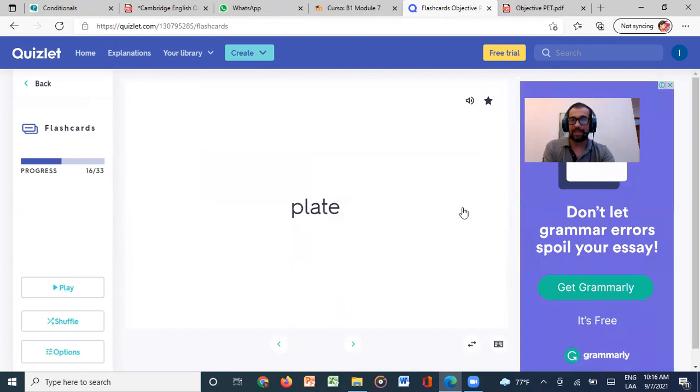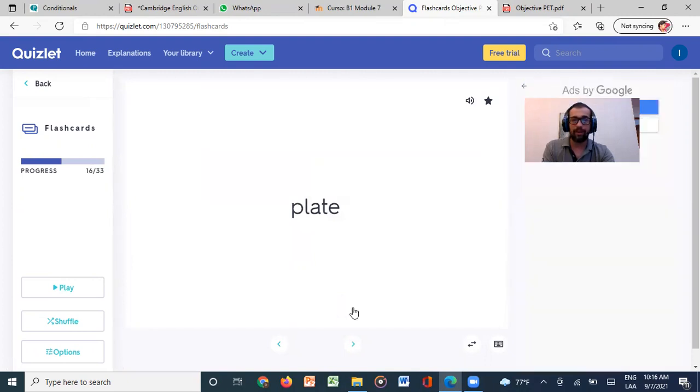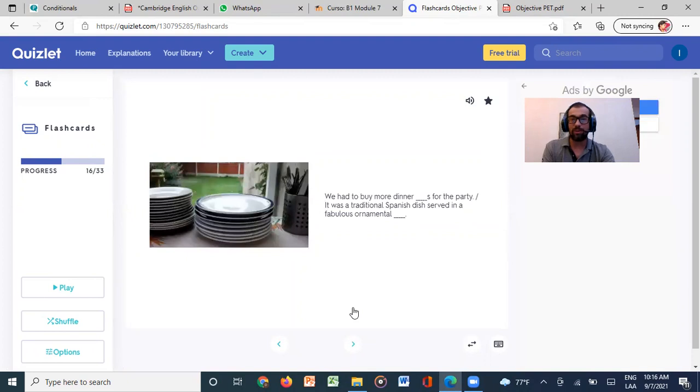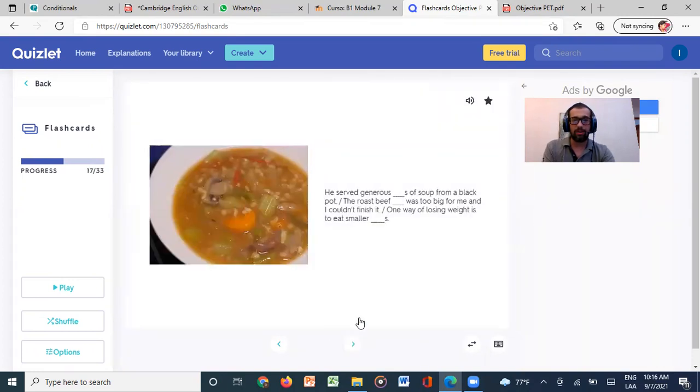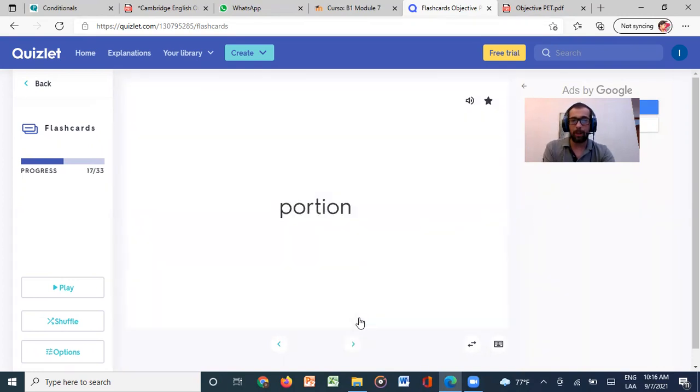Plate. What's a plate? Okay. Well, we had to buy more dinner plates for the party, right? So these are plates. That's an example of plates. Let's go with number 17, portion.